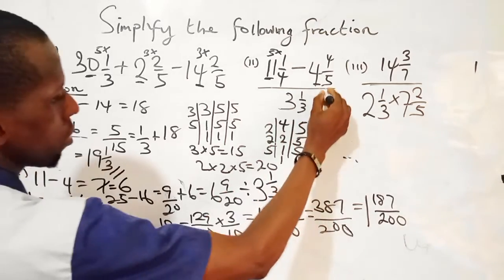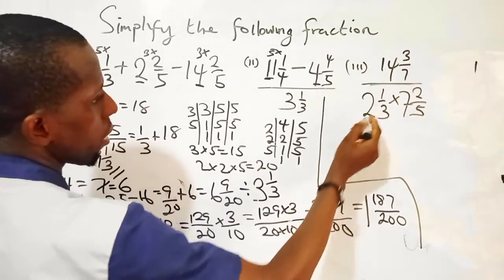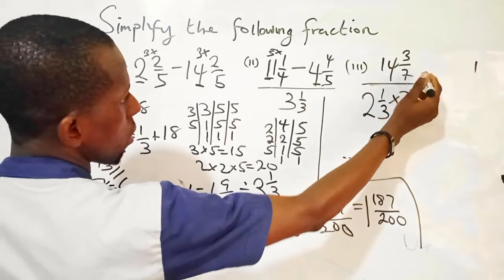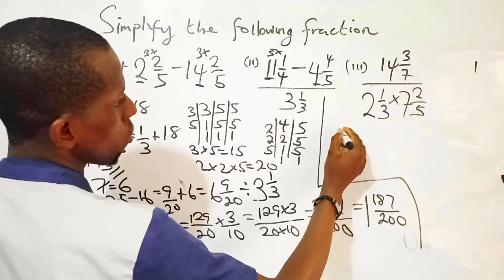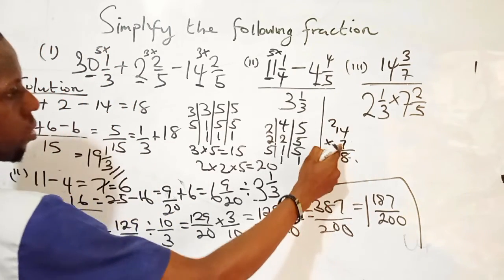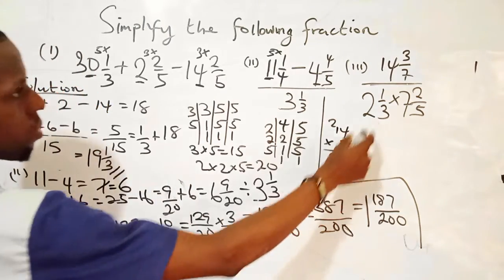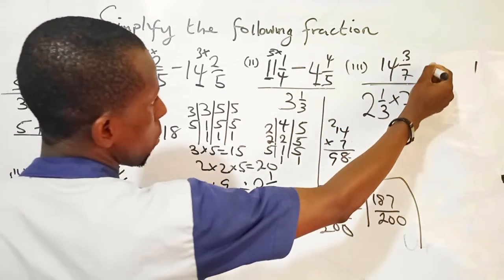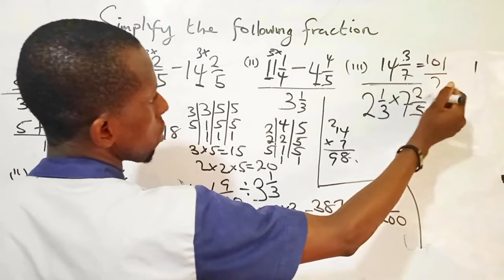So the same thing for the third part. From here, I have 14 whole number 3 over 7. When I change this, I have 14 times 7. When you calculate this, 7 times 4 is 28. 8, carry 2. 7 times 1 is 7, plus 2, that is 9, so 98. 98 plus that 3, you have 101 over 7.